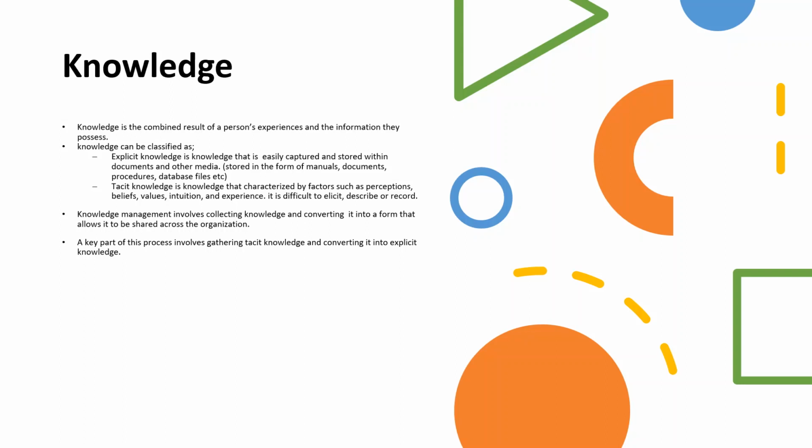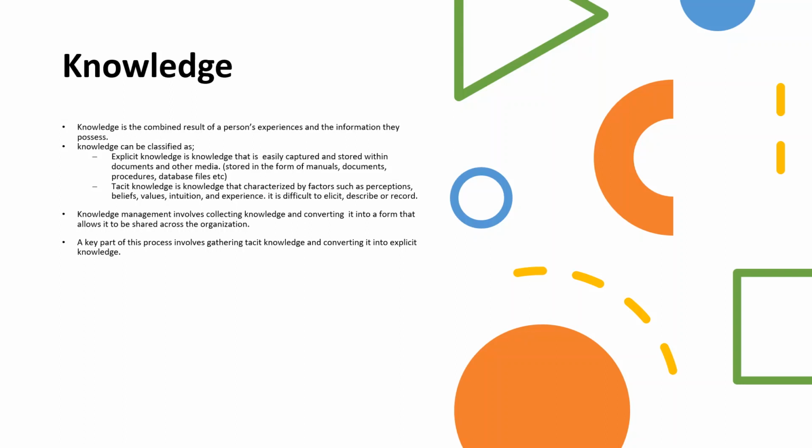And then we have tacit knowledge, which is knowledge that is characterized by factors such as perceptions, beliefs, intuition, experience. And usually this is knowledge that is not easy to document. It is not like a process, but it is knowledge that, for example, an employee uses in their day-to-day work, and usually through experiences they have been able to know things and gain certain knowledge, but it may be hard to put in a document, and sometimes we can have that being recorded.